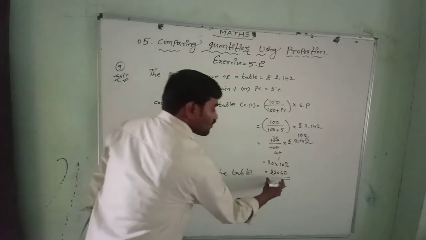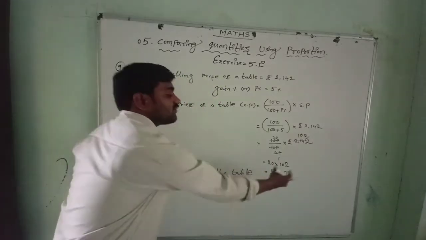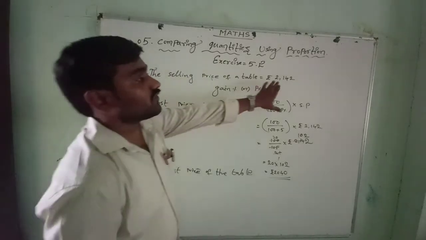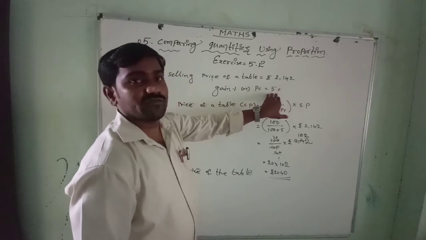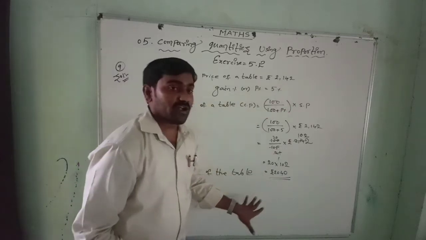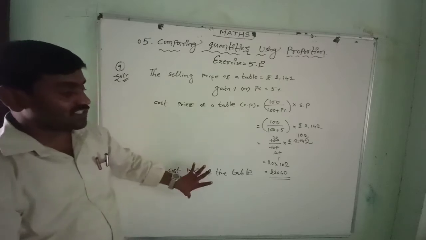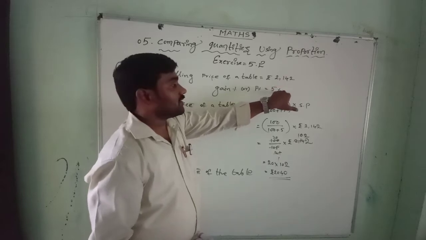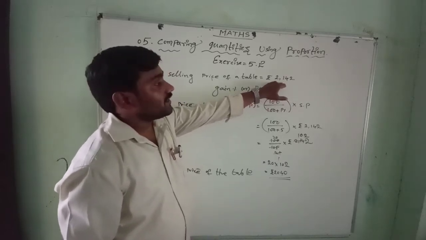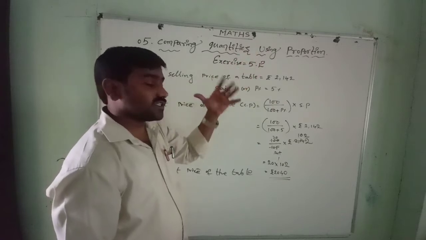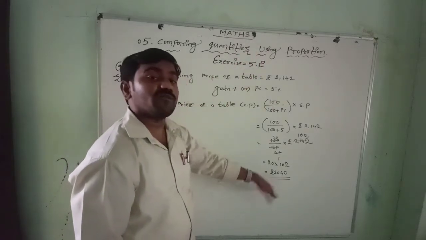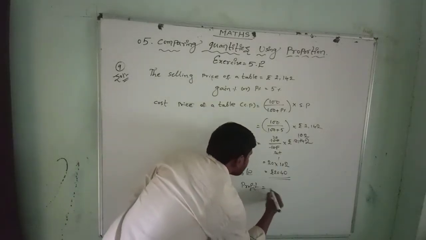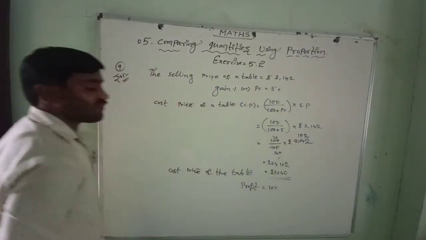Then on this 2040 rupees, you want to get a 10% profit. Actually, he sold it for 2142 and got a 5% profit. But he needs a 10% profit on this. Now we know the original cost price. If sold at 5% profit, it came to this, but the actual cost price is 2040 rupees, and we have to sell it with 10% profit. So profit is 10%.